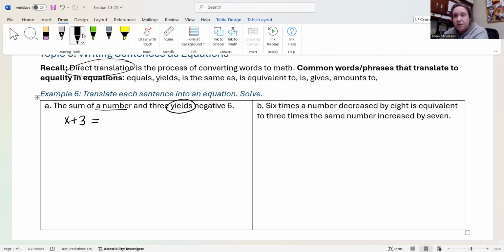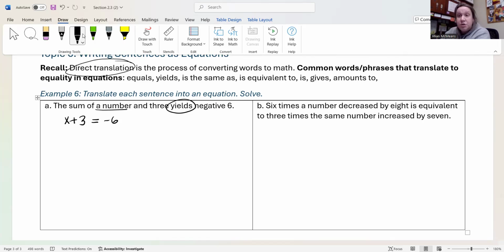That quite literally translates, if I was going from math to words, to the sum of a number and 3, okay? Yields equals -6. And now you have a quick, simple equation that you would need to solve. So remember, when we're solving equations, our goal is to isolate the variable. We want to get the variable all by itself. In this case, we have a single variable, but 3 has been added to it. So that plus 3 is an issue.